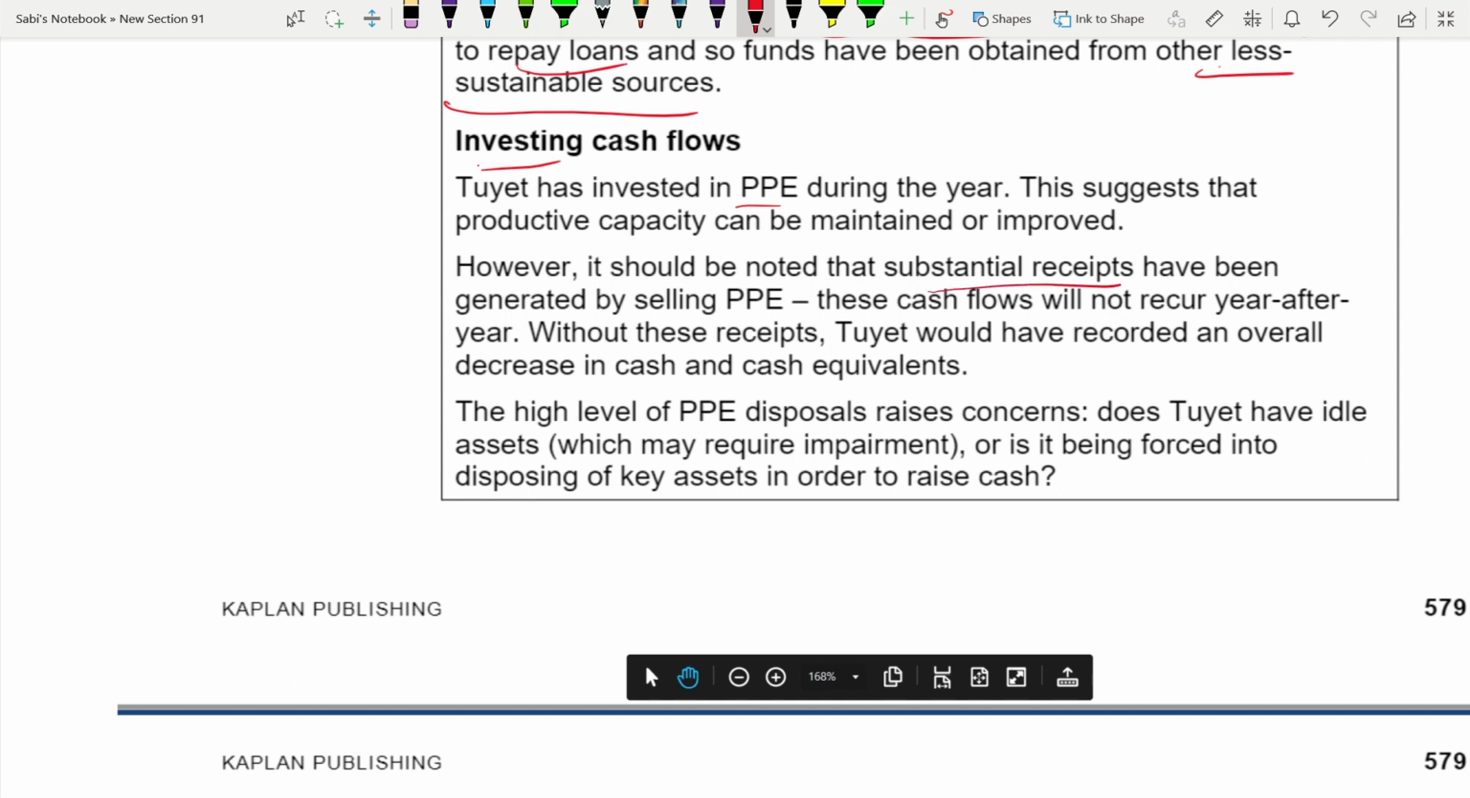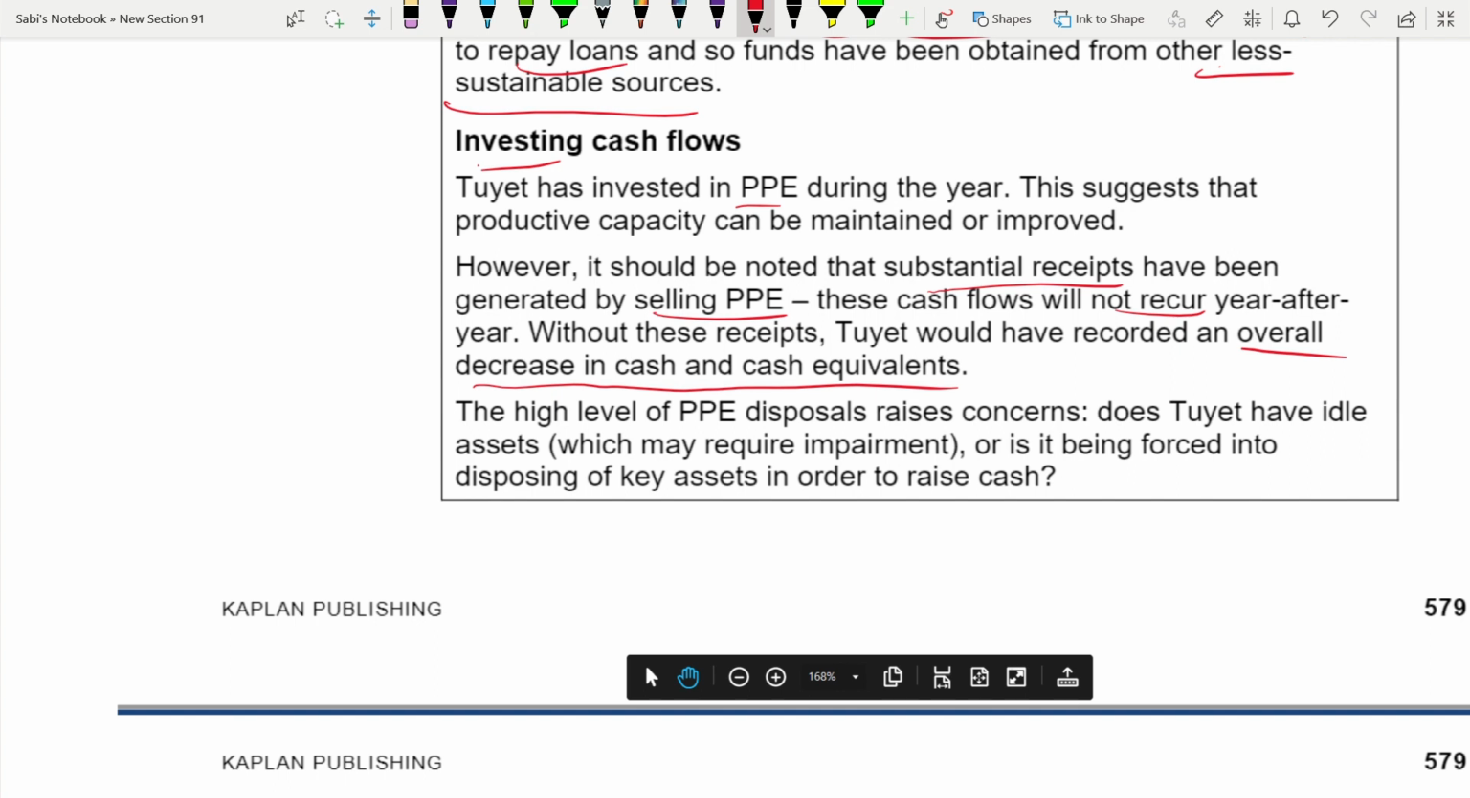Next, if you see, substantial receipts are generated by selling this PPE. You need to understand that this is not a recurring cash flow. Every year you will not get this. It's only one time. So without this receipt, what happens? They will have an overall decrease in cash and cash equivalent. It would not have increased.